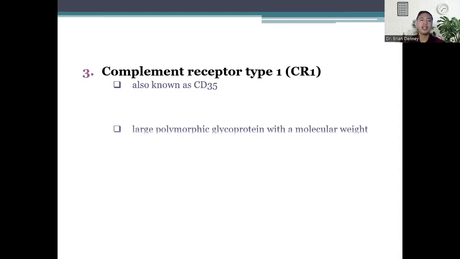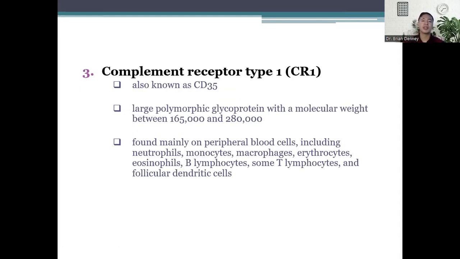Next, we have complement receptor type 1, which is also known as CD35. Again, I will not vex you that much. I will not let you memorize all of these. Even me, I have been teaching this topic for 4 years already, and still I am not able to memorize these bullets here.